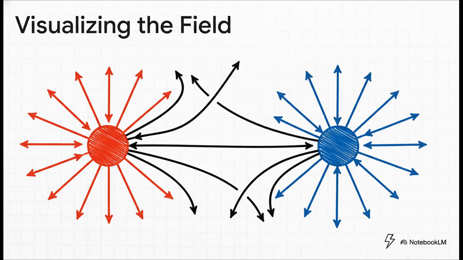And the cool thing is, we can actually draw this invisible field. We use these things called field lines. By convention, the lines always point away from positive charges, and they always point towards negative charges. And where the lines are all bunched up close together, the field is super strong. Where they're spread out, it's much weaker.